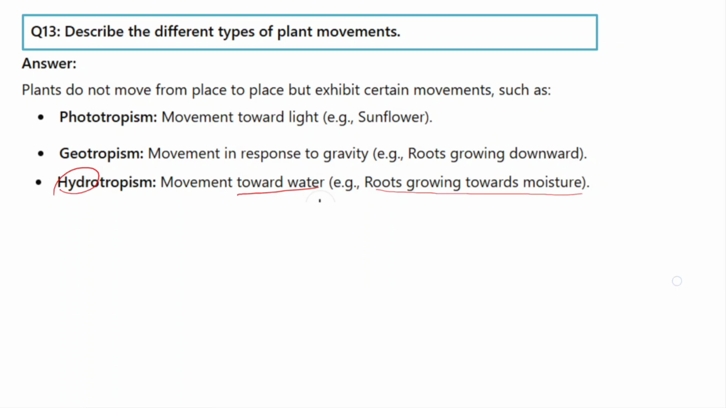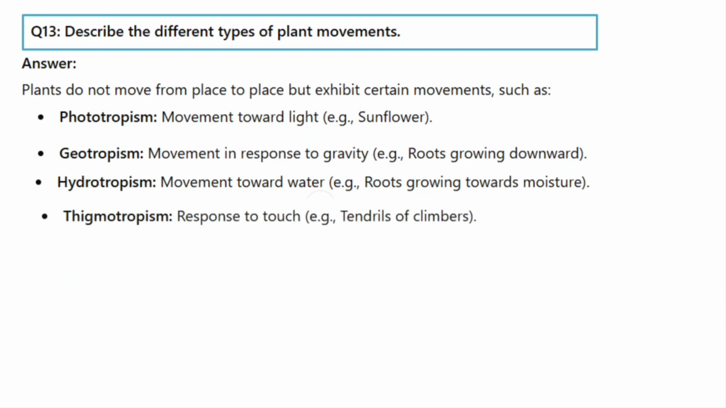Otherwise, see, when you plant any rose plant or any other flower, if you don't water it regularly, what will happen? Eventually it will dry and it will not grow, isn't it? It will die. So it needs water. With that water, there is some growing, isn't it? So that movement is known as hydrotropism.